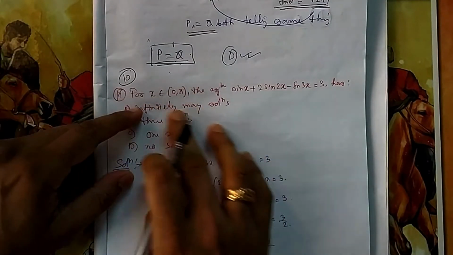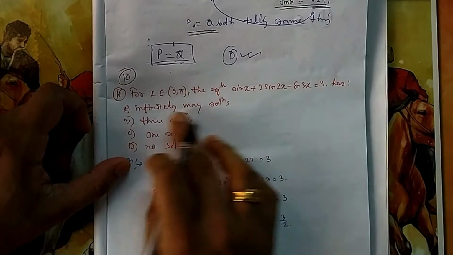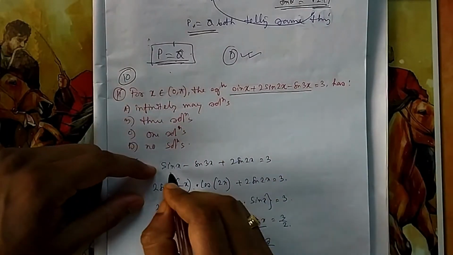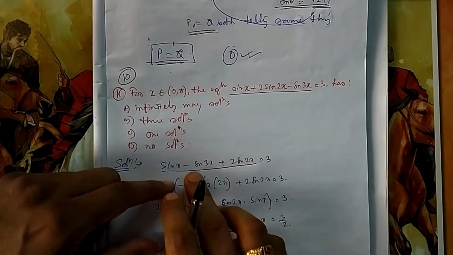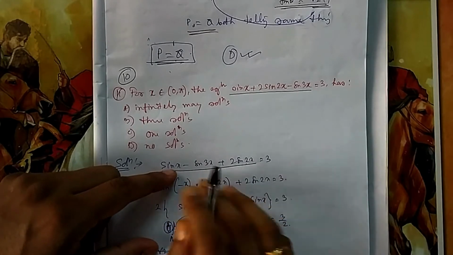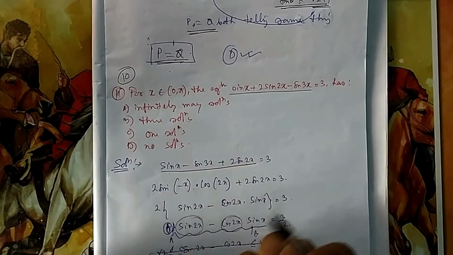Now this one, number 10. For x, in this equation, how many solutions does this equation have? Sin 3x plus sin x equal to 3. So let me take this one. If you see this, the general tendency is 3x minus x is 2x. So let me do sin C minus sin D, and see whether I can take anything common.